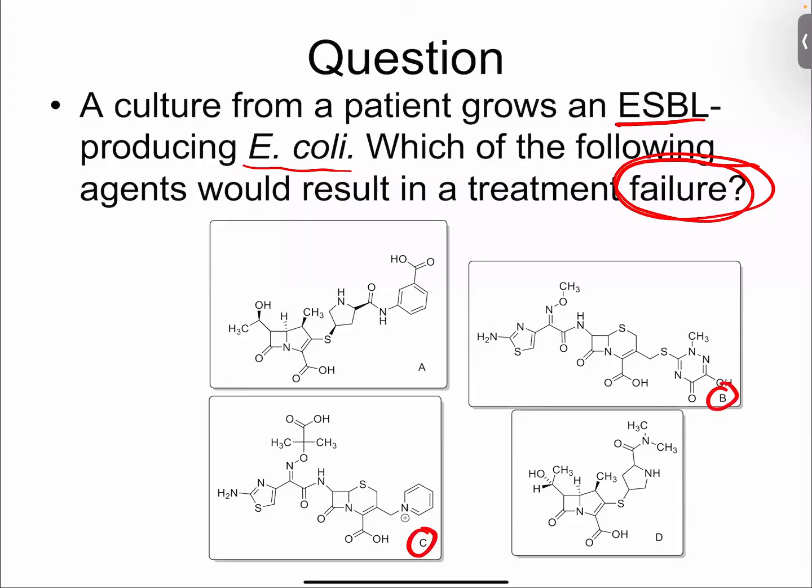We got a vote for B and we got a vote for C, and that's correct. So if B and C are cephalosporins, what is A and what is D? Carbapenems, right? So B and C aren't going to do us much good, but A and D represent drugs of choice. Drugs of choice for ESBL producers.